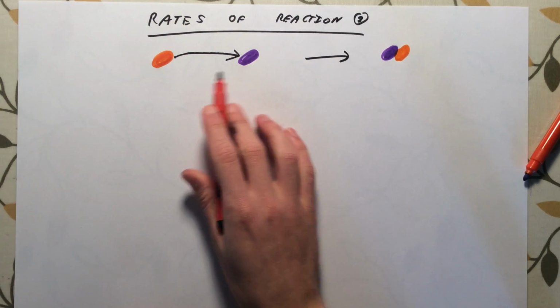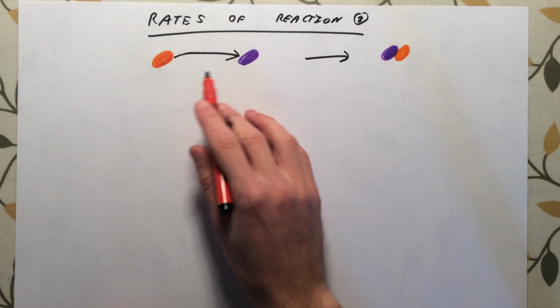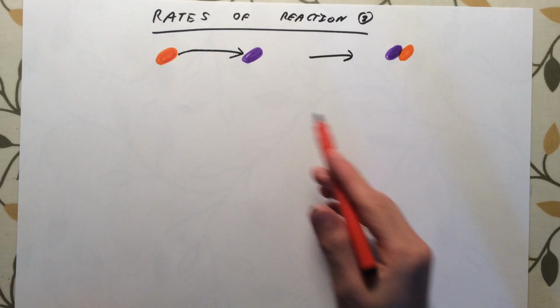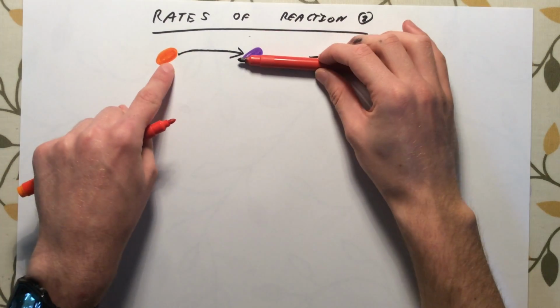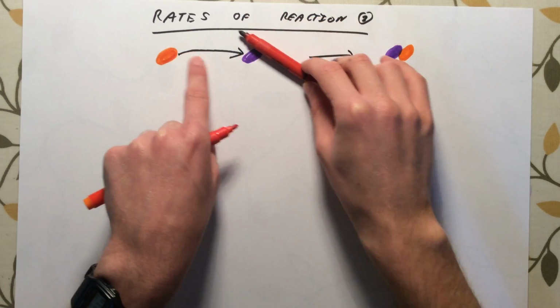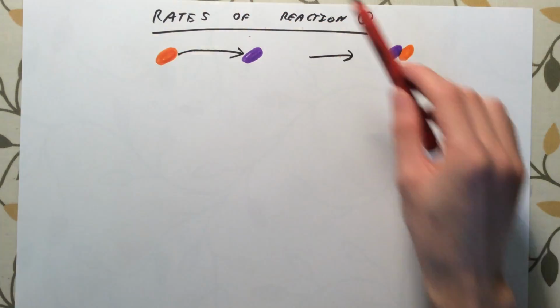Now, if it is a head-on collision with lots of energy, they are likely to react together and have enough energy to combine and react. However, if they do not collide in the correct orientation or in the correct direction, you might get a glancing blow. There might not be enough energy to make them react. They might just bounce off each other.